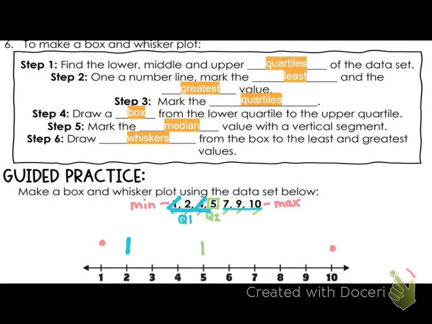Now I'm going to look at the upper section of my data, and the middle number is 9. So I'm going to put a line at 9. To connect this, I'm just going to make my box and connect my quartiles, and my median's already in the middle, and then I'm going to create my whiskers to my points.